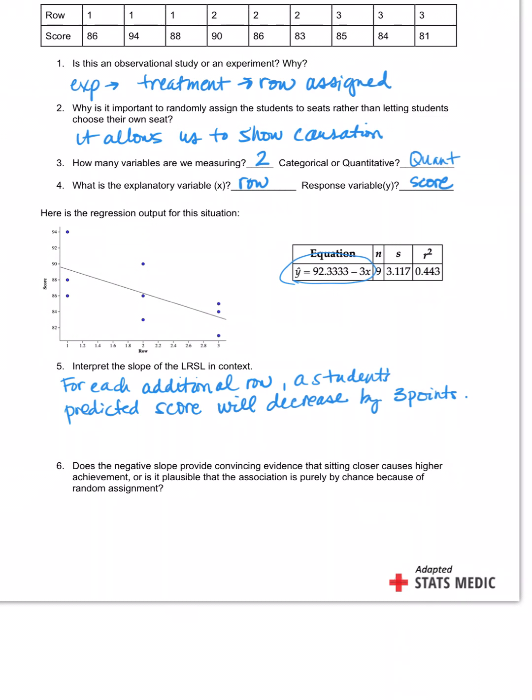Now look at this. Does this negative slope provide convincing evidence that sitting closer causes higher achievement? Or is it plausible that the association is purely by chance because of random assignment? So, short version, do we have enough evidence to say that the row causes the grade? No. Why not? Because there were only 3 people assigned to each. Not a large sample size. 1 sample of 9 gave us 1 slope. You think that's the real actual slope? No, it's not enough information, is it? We know this by this point in the course, right? We have to have a lot more, right? So, could be by random assignment.